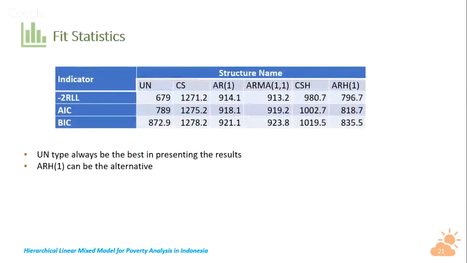This is the fit statistic from the covariance structure, and from the fit statistic you can conclude that the unstructured type is always best in presenting the result, since each of the parameters in the variance covariance structure is unique. But from the three fit statistic criteria, we also get a conclusion that the heterogeneous first order autoregressive can also be the alternative.